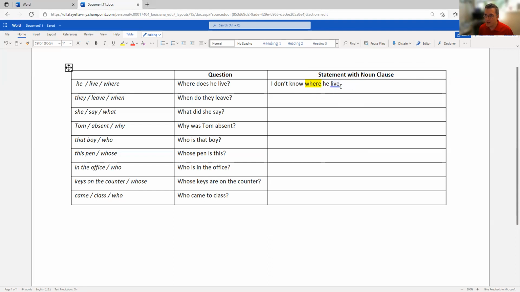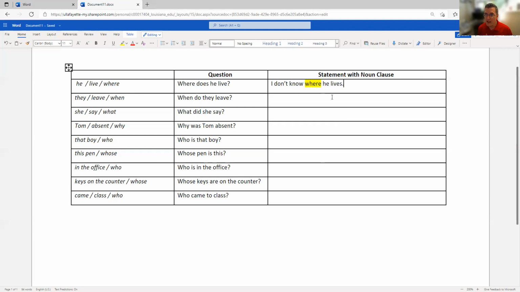But notice here, he requires an S, right? Because he, she, and it, present tense, require an S. So if I was answering the question, where does he live? I don't know where he lives. Okay? And so you can see why many students get confused because this really looks like a question. It has the question word where, right? But we do not form it like a question because it is not a question.